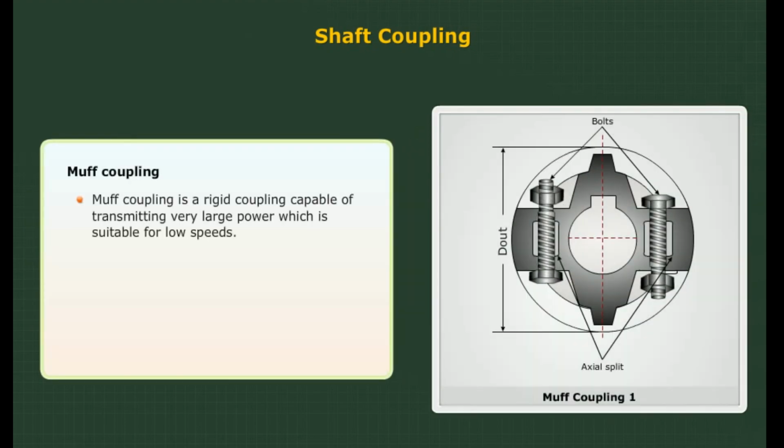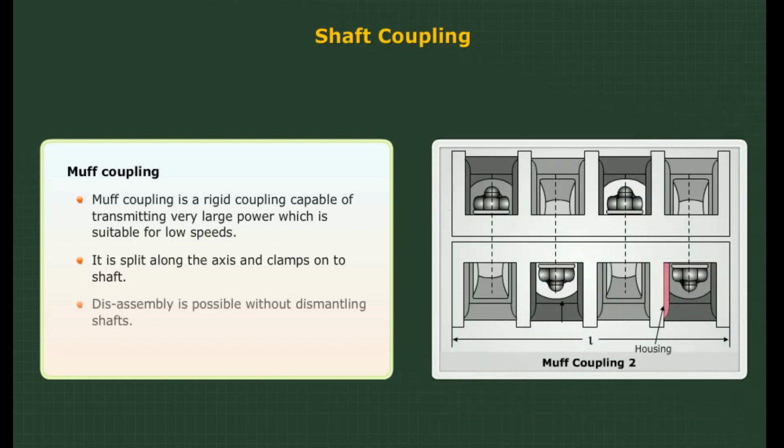Muff coupling. Muff coupling is a rigid coupling capable of transmitting very large power. This coupling is suitable for low speeds. It is split along the axis and clamps onto the shaft. This assembly is possible without dismantling shafts. The housing can be a forging or casting.